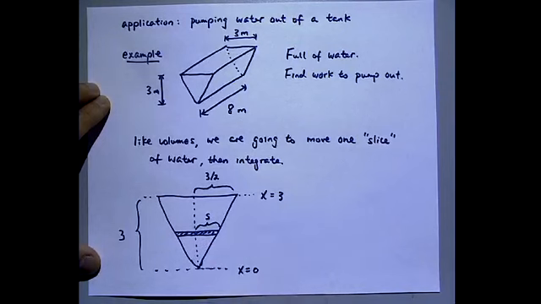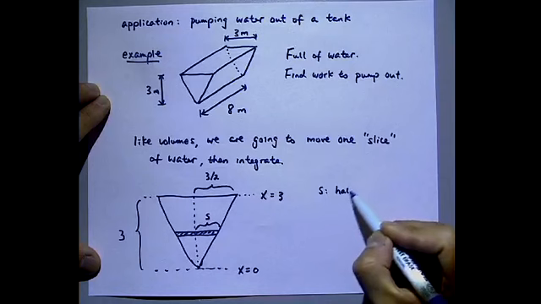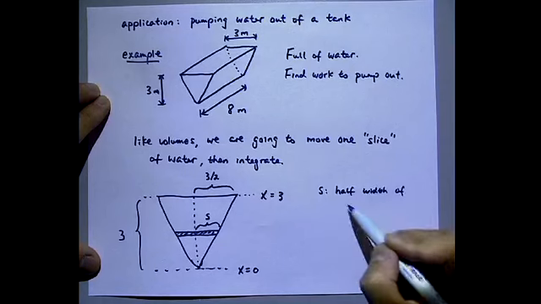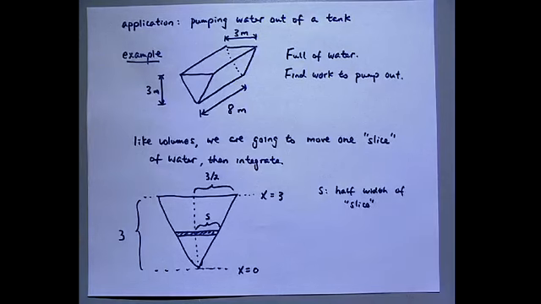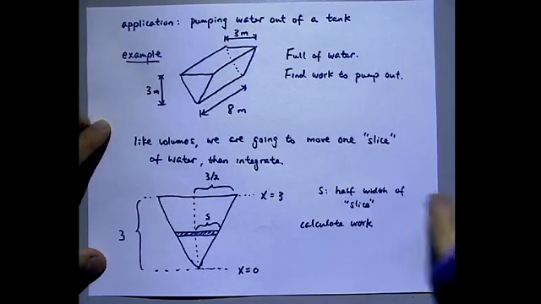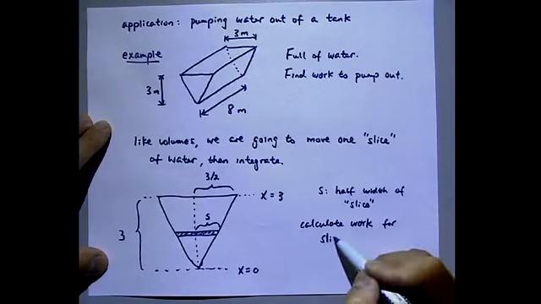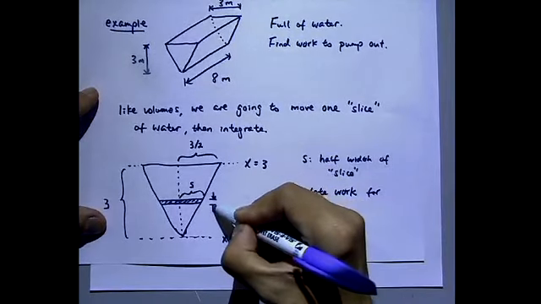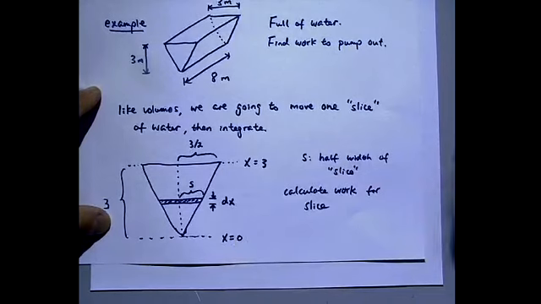Let me call half of the width of this slice of water S. Then we calculate the work for that one slice. And by the way, as usual, we'll say this slice has a thickness of dx, a tiny little increment in x.